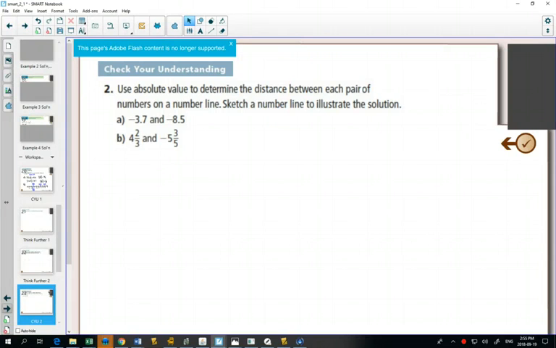So in our second example, we want to use absolute values to determine the distance between each number. If I asked you nice numbers like 7 and 4, what's the distance between 7 and 4? You would do 3, right? And you probably just did 7 minus 4 in your head. So when you're asked the distance between two numbers, you always do the bigger number minus the smaller number.